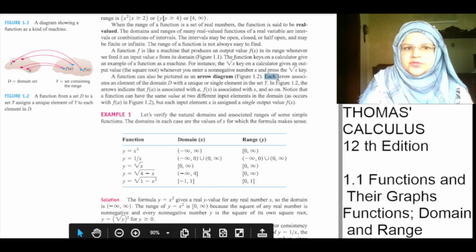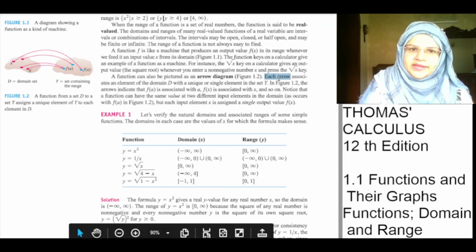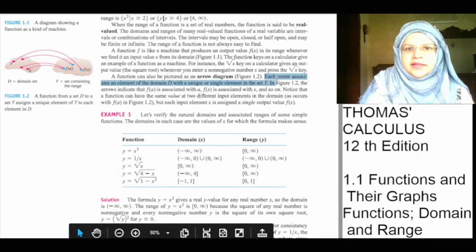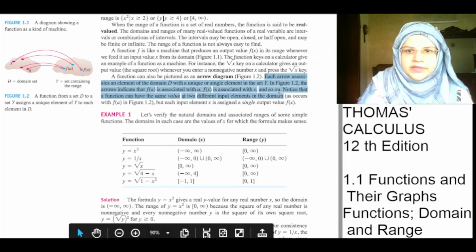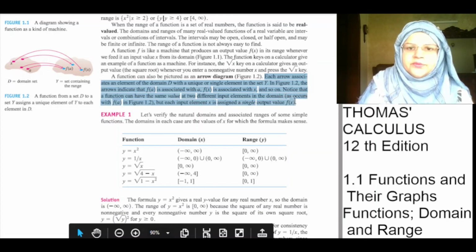Each arrow associates an element of domain D with a unique or single element in the set Y. In figure 1.2, the arrows indicate that f of a is associated with a, f of x is associated with x, and so on. Notice that the function can have the same value at two different input elements in the domain, as occurs with f of a in figure 1.2. But each input element x is assigned a single output value f of x.